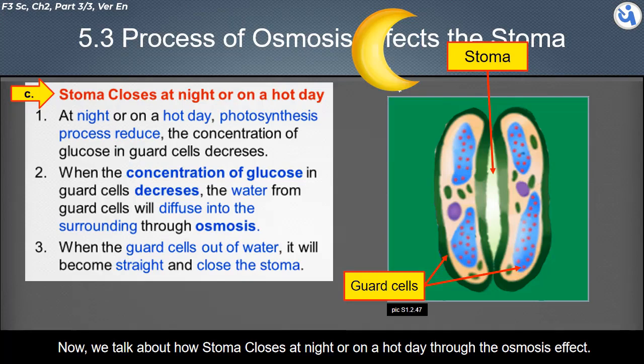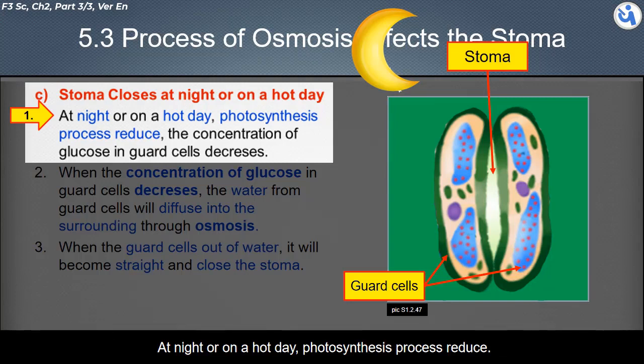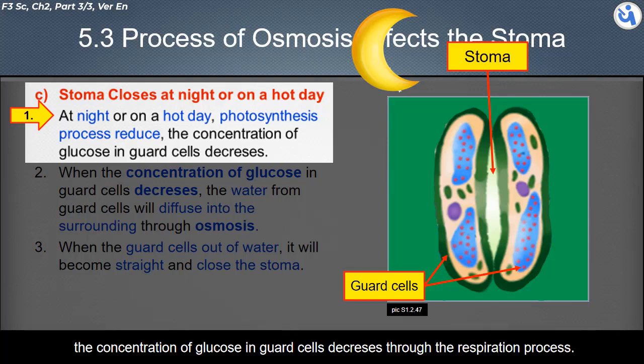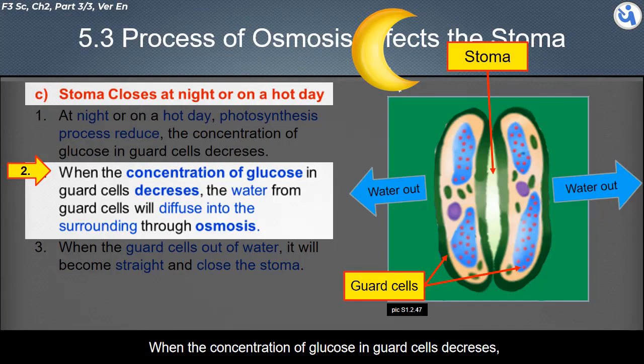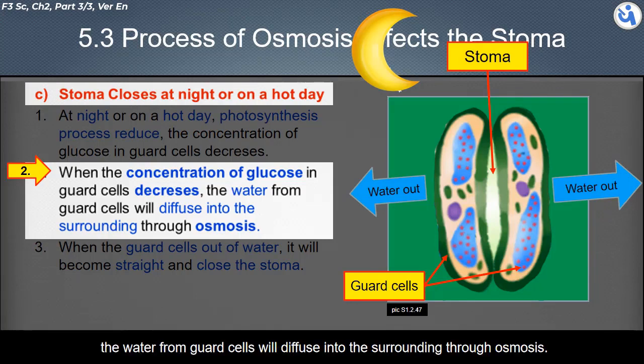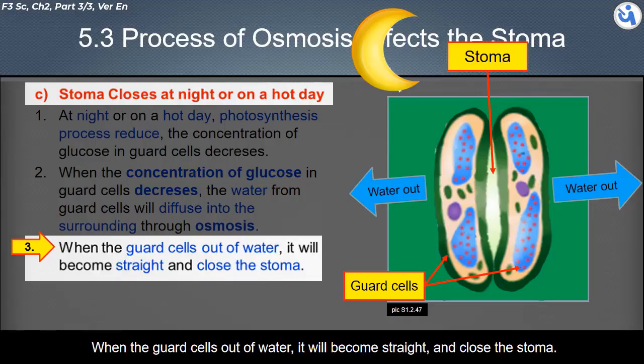Now, we talk about how stoma closes at night, or on a hot day, through the osmosis effect. At night, or on a hot day, the photosynthesis process reduces. The concentration of glucose in guard cells decreases through the respiration process. When the concentration of glucose in guard cells decreases, water from the guard cells will diffuse into the surroundings through the osmosis effect. When the guard cells lose water, they become straight and close the stoma.